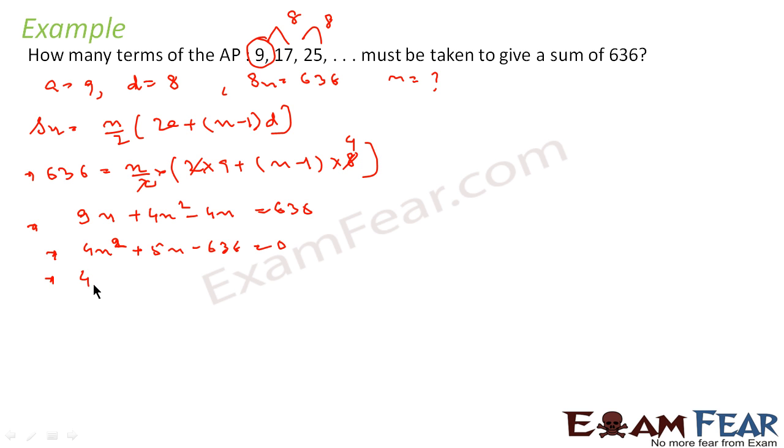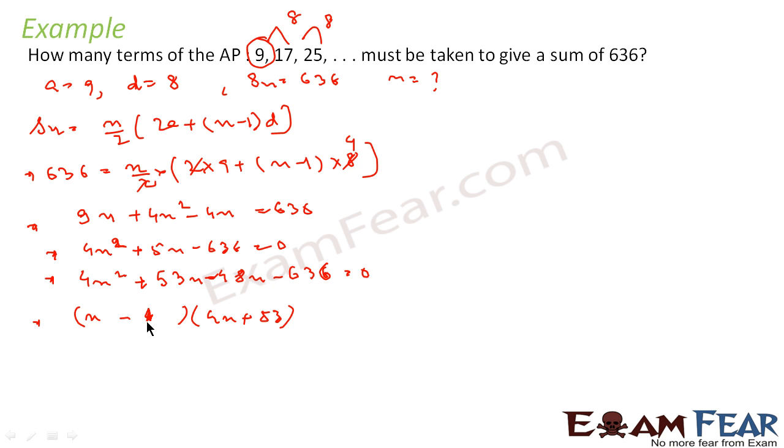So this becomes 4n² + 53n − 48n − 636 = 0. We just factorize this, because 53 − 48 is equal to 5, and the product is 4 into 636. Now I'll take n common. This becomes 4n + 53, and this becomes −48, not 48.